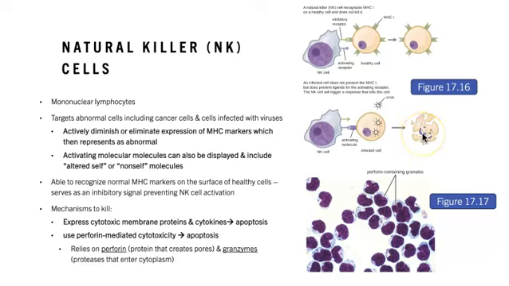Now, how do we go about destroying it? We are going to express cytotoxic membrane proteins and cytokines that can induce apoptosis. We use something called perforin-mediated cytotoxicity, which leads to apoptosis as well. We rely on a protein called perforin, and perforin creates a bunch of pores in the cell membrane that then allow an enzyme called granzymes to move into the cell. That's a protease that comes into the cytoplasm of the cell and essentially causes the cell to lyse and die.